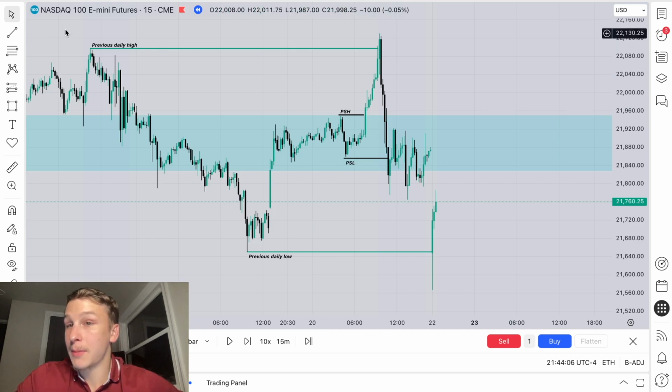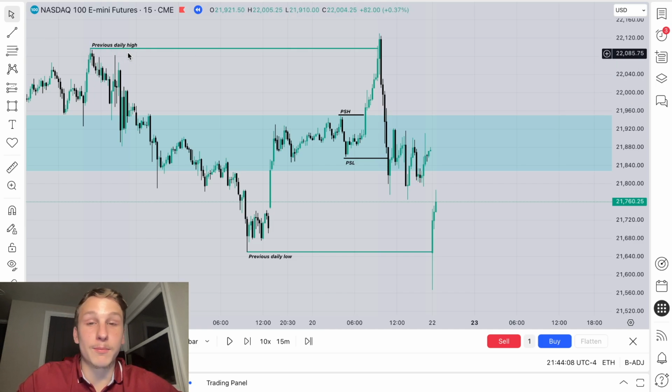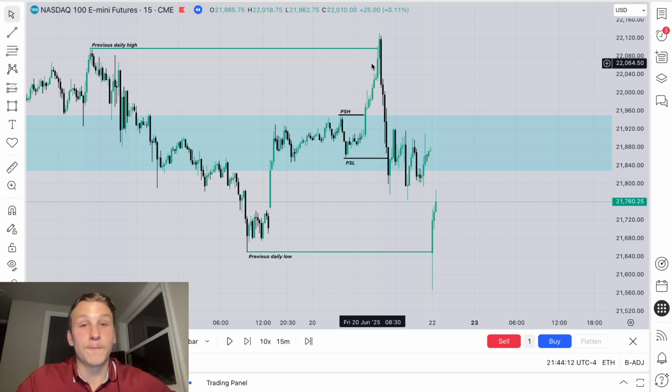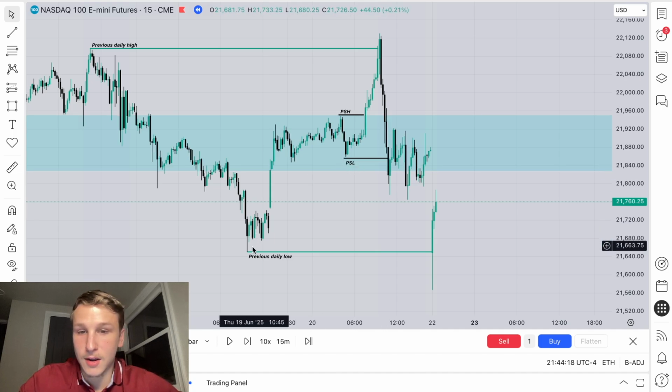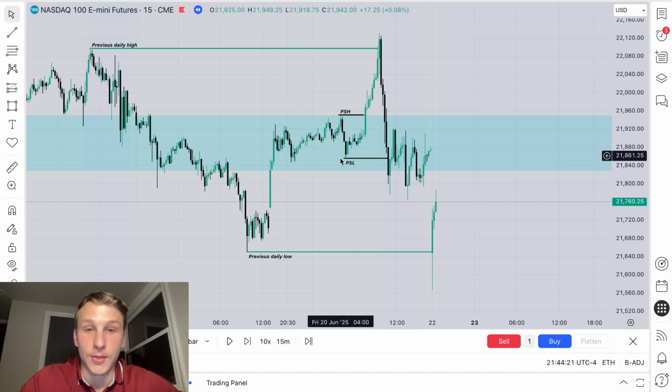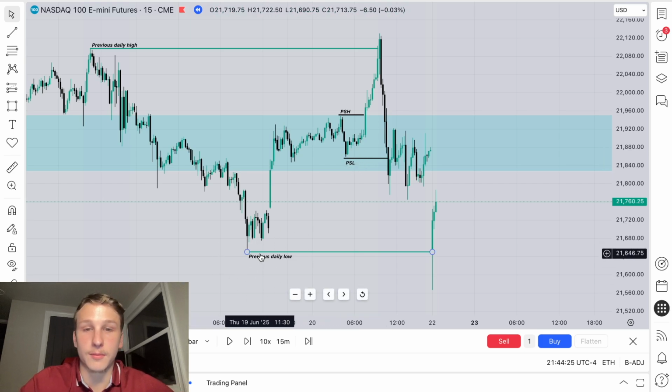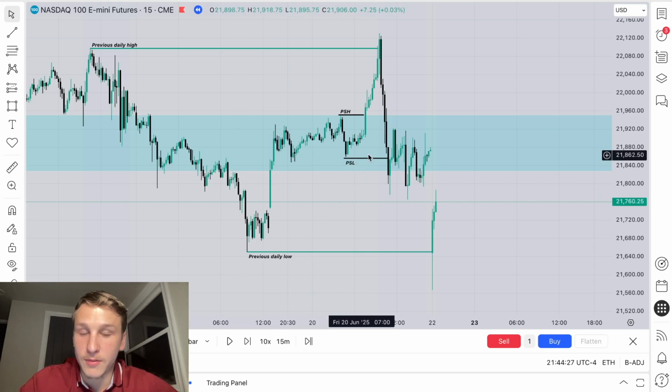So clearly something's happening after we sweep out that relatively equal high, previous daily high. Now, on the flip side, what has been left unfulfilled? We have yet to take out previous session low and previous daily low. Look at previous session low right here. Don't even worry about previous daily low yet. Take a look at previous session low.